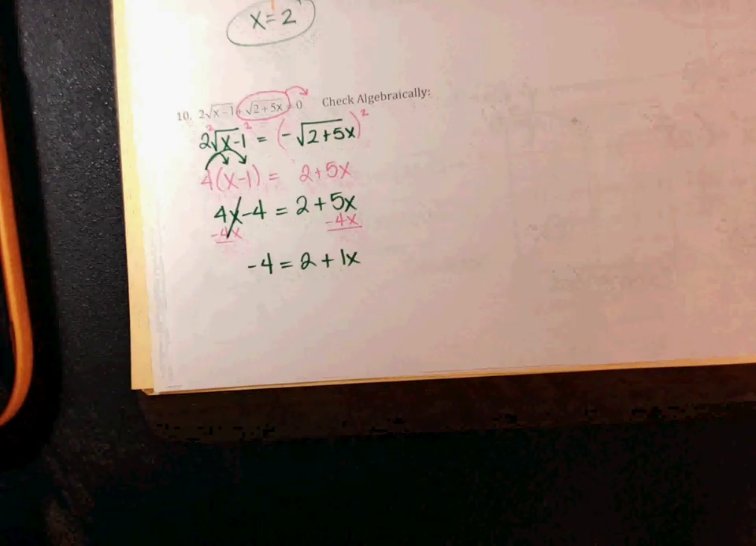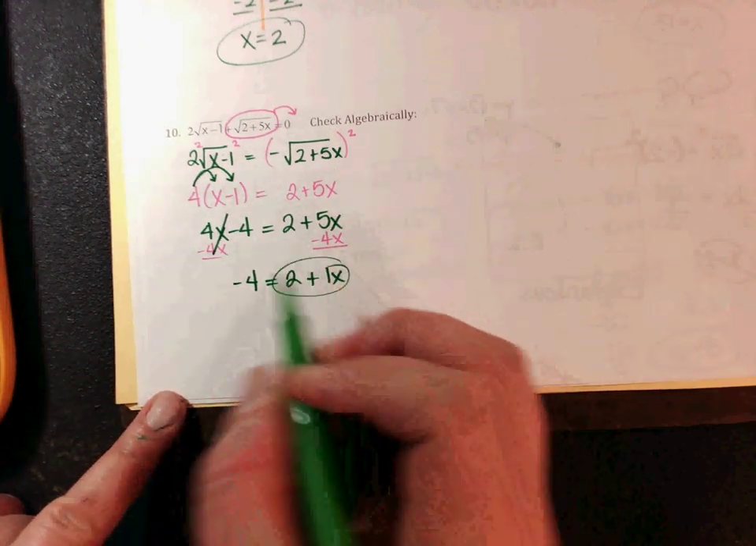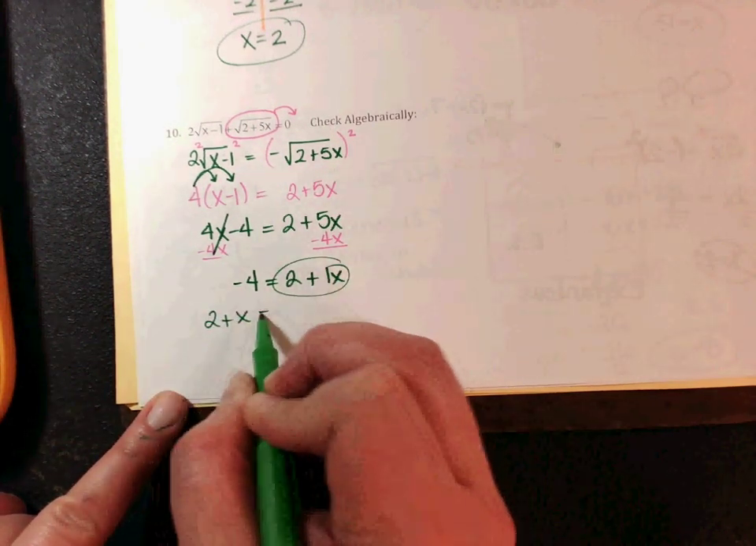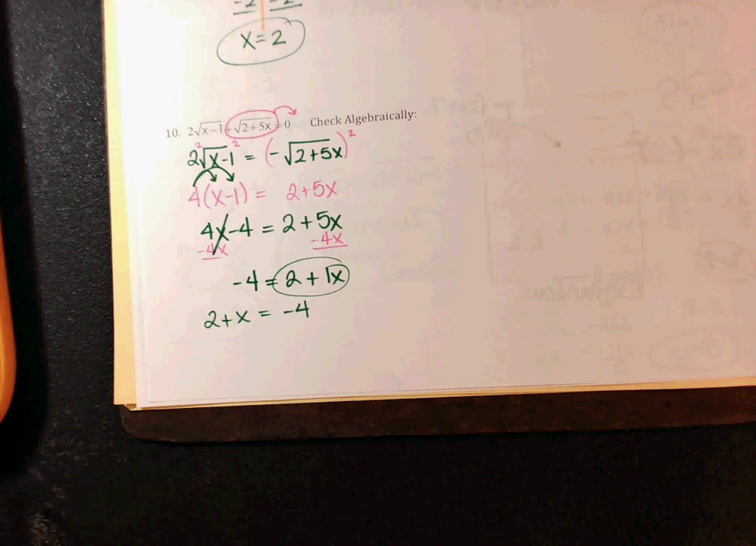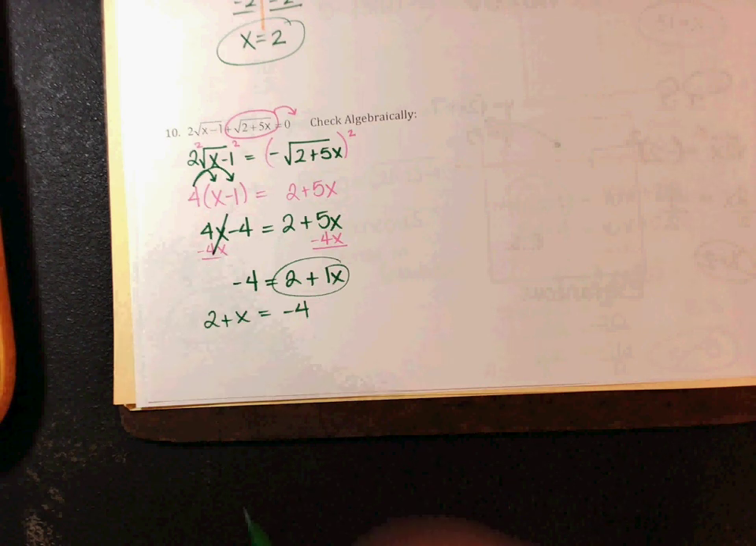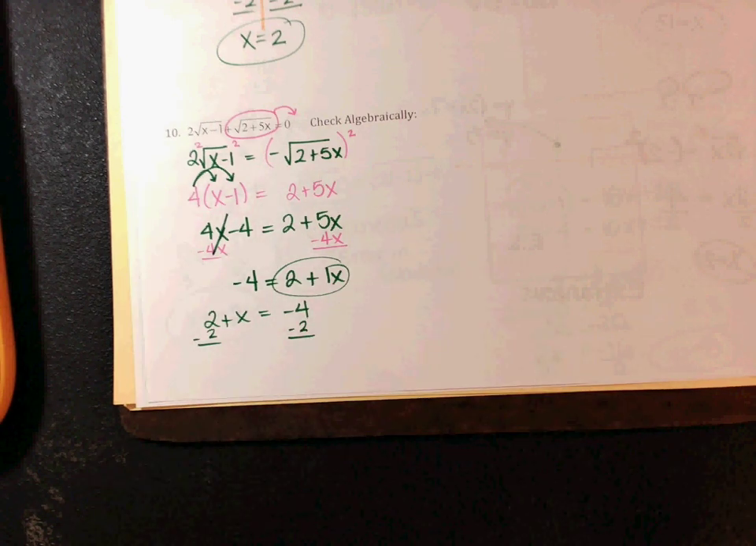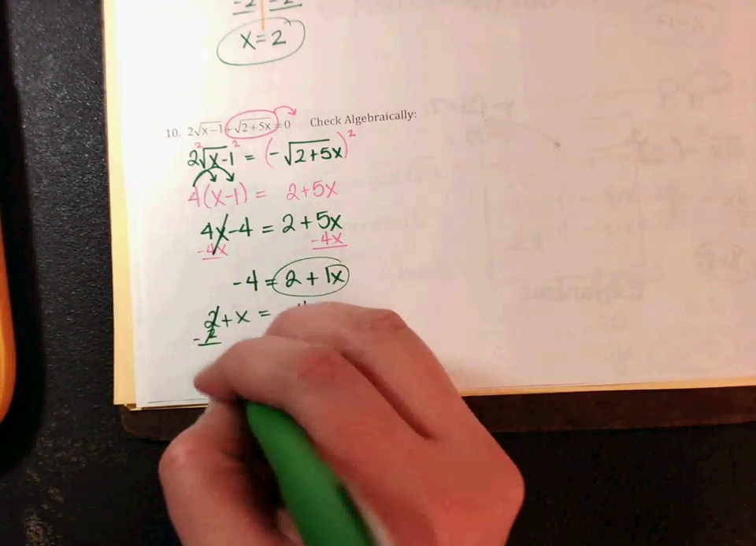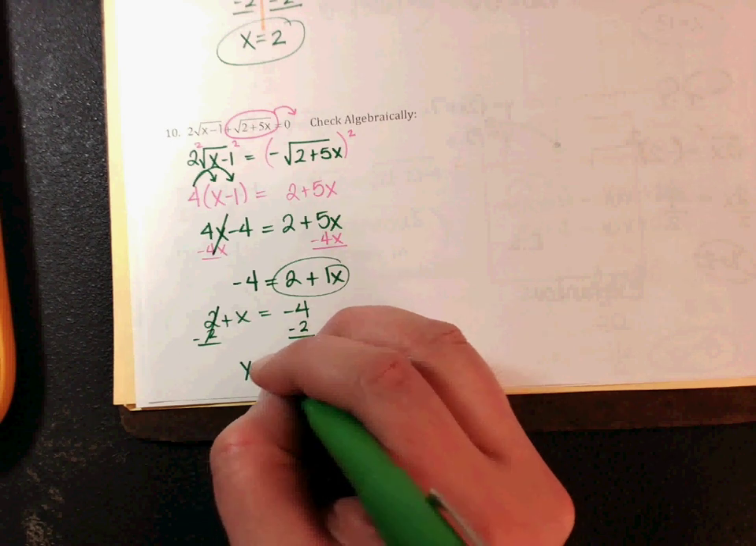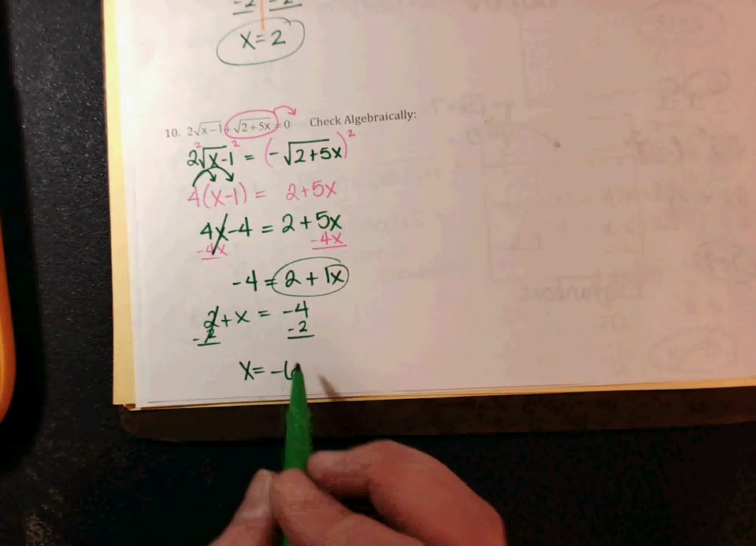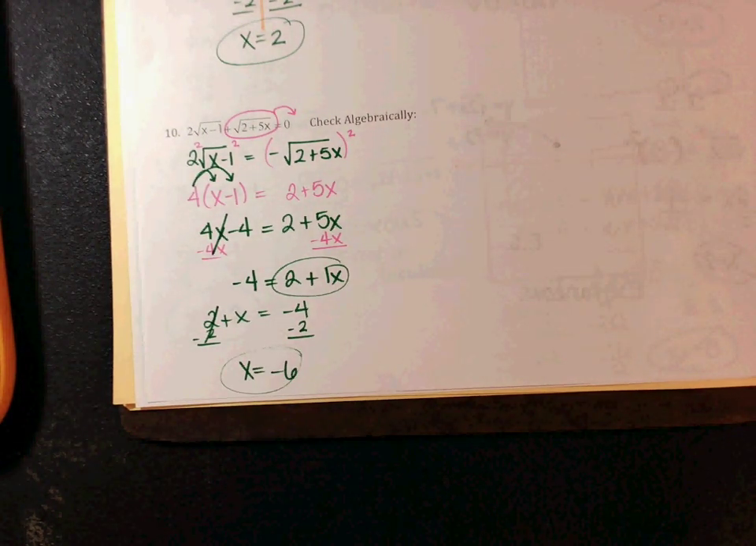Okay, now from here, you know I like to switch it, so I'm going to bring this to the left. And I'm going to let negative 4 go to the right. Then if it's a 2 plus x, that's the same as x plus 2. So how do I get rid of that 2? Minus 2. Negative 4 minus 2 more is how many? Negative 6. Good.